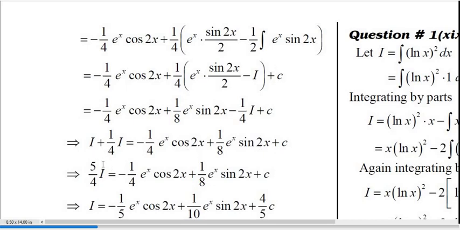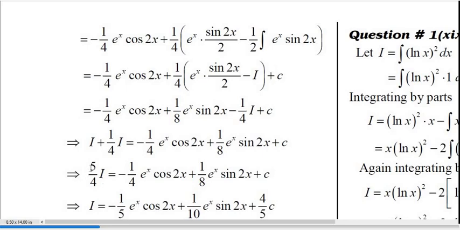Now taking LCM, 4I plus I, 4I plus 1I is equal to 5I divided by 4, which is equal to minus 1 by 4 e power x cos 2x plus 1 by 8 e power x sin 2x plus c.